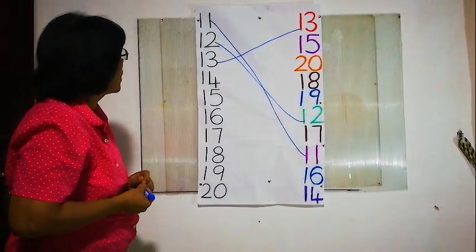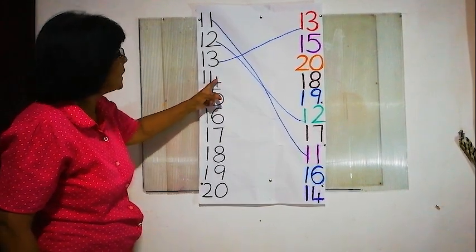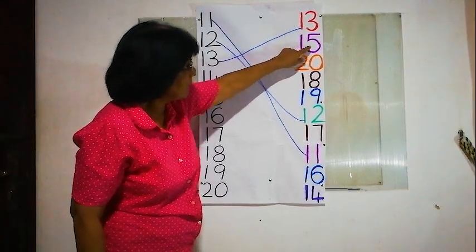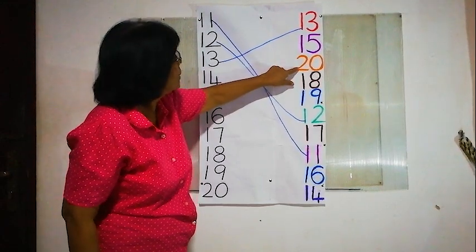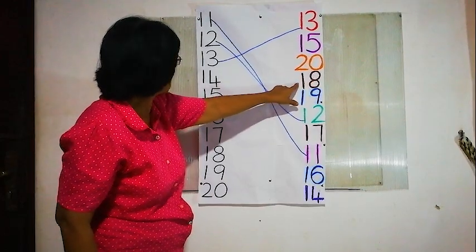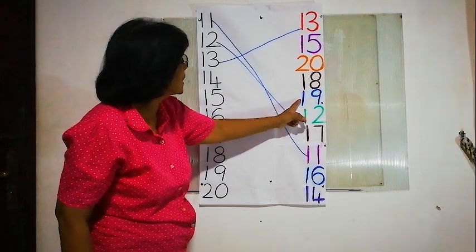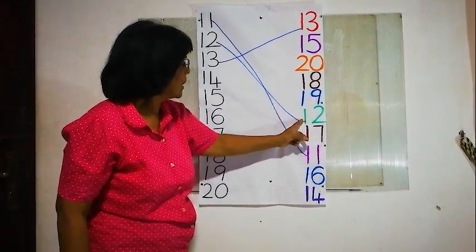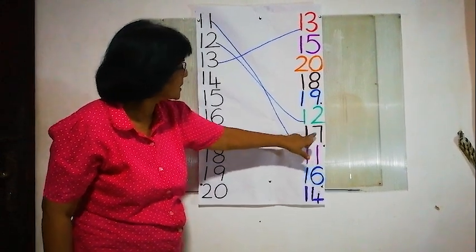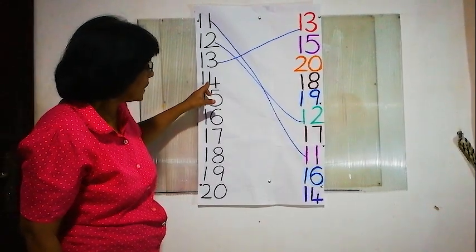Now, the next one. 1, 4. 14. Where's number 14? 13 finished. Then 1 and 5, 15. No. 2 and 0, 20. 1 and 8, 18. We are searching number 14. Is this correct? 1 and 9? No. 12 finished. 1 and 7, 17. Is this the number that we are searching? No, we are searching number 14.